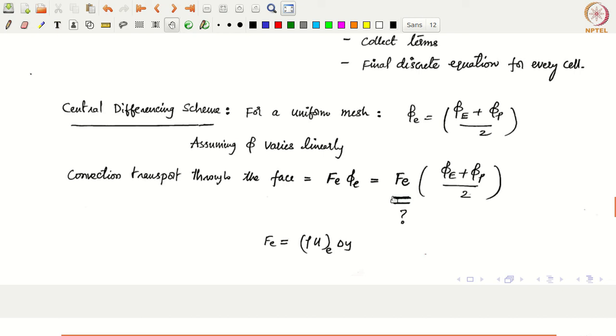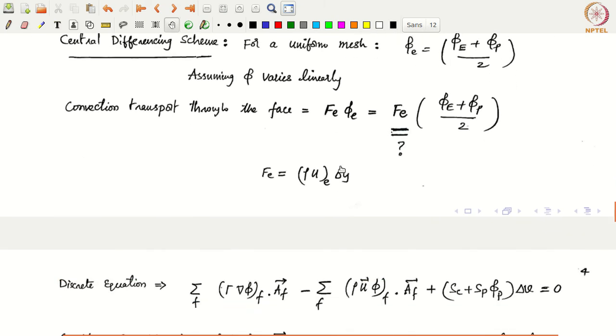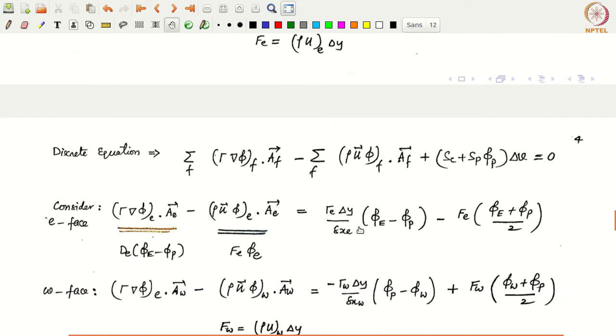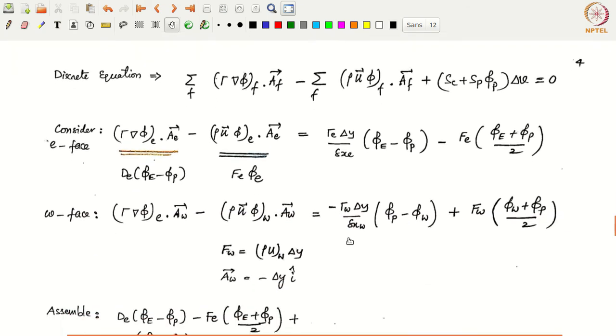So we have now introduced a model for the east face. Can the same model be extended for other faces, for example, for the west face? Yes, this can be. Only thing is that for the west face, phi w would be half of phi W plus phi P, right? So if we do the same thing, we can now formulate the total problem.